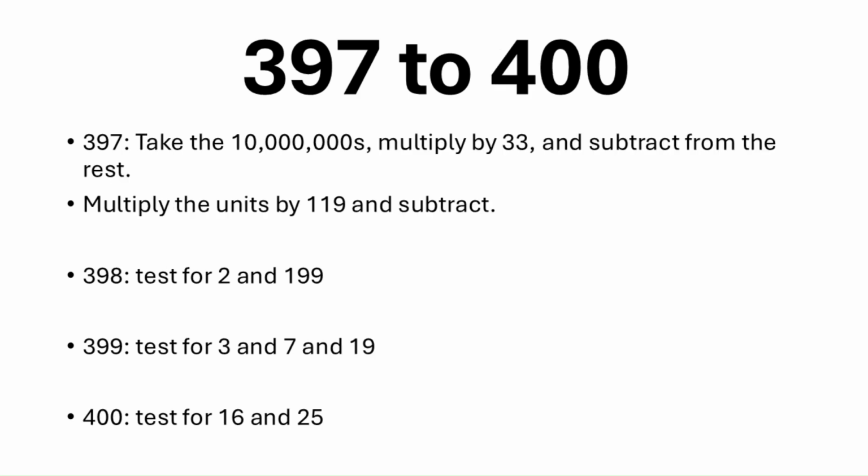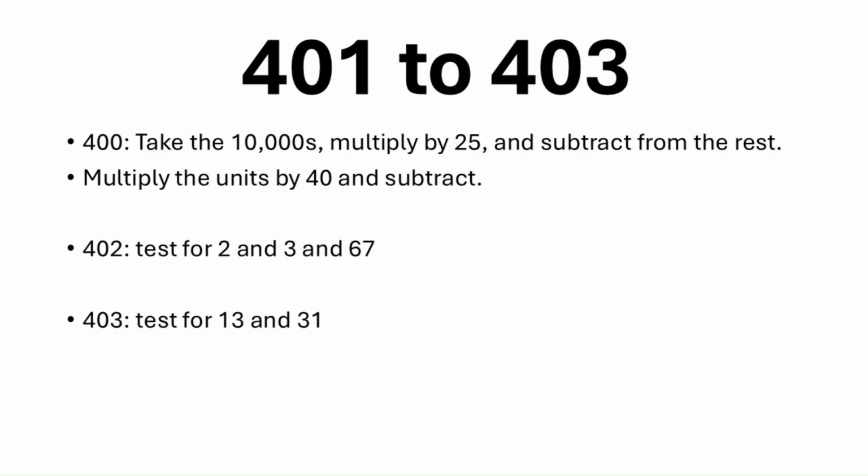397, take the 10 millions, multiply by 33, and subtract from the rest. Multiply the units by 119 and subtract. 398, test for 2 and 199. 399, test for 3 and 7 and 19. 400, test for 16 and 25. 401, take the 10,000s, multiply by 25, and subtract from the rest. Multiply the units by 40 and subtract.